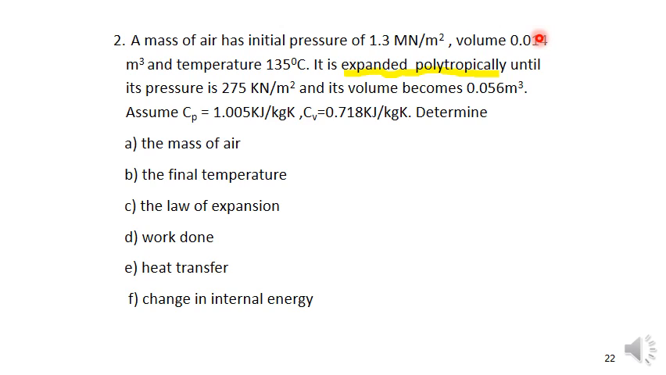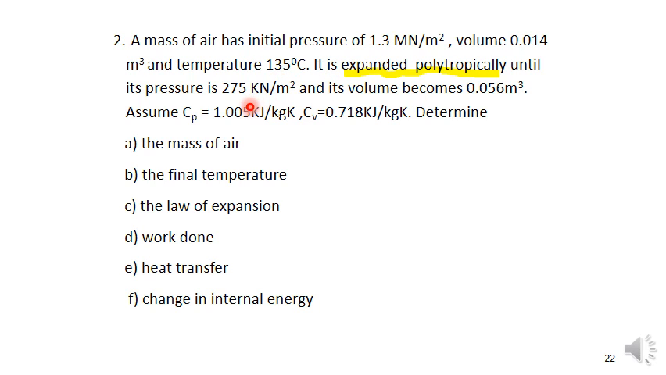Volume V1 is 0.014 meter cube. P1 temperature is 135 plus 273, which is 408 Kelvin. It is expanded polytropically, PV^n is equal to constant, until the pressure P2 is 275 kilonewton per meter square. The volume becomes 0.056 meter cube. Cp value, Cv value.